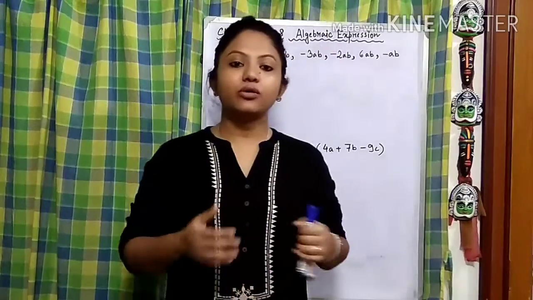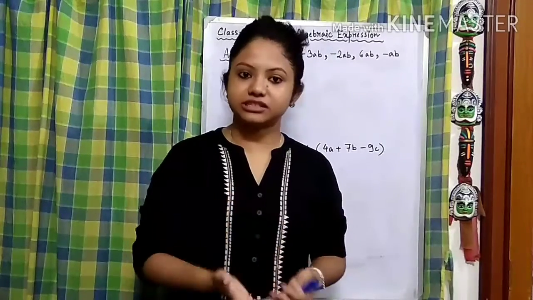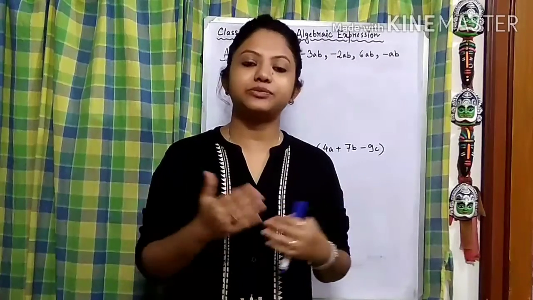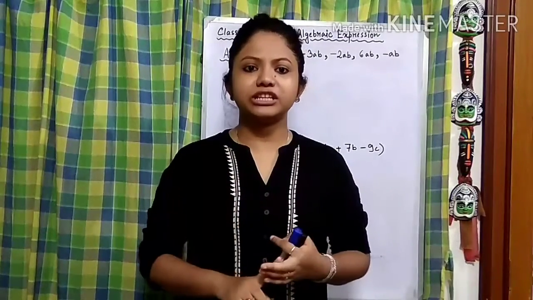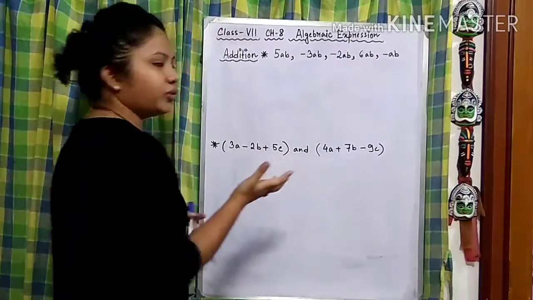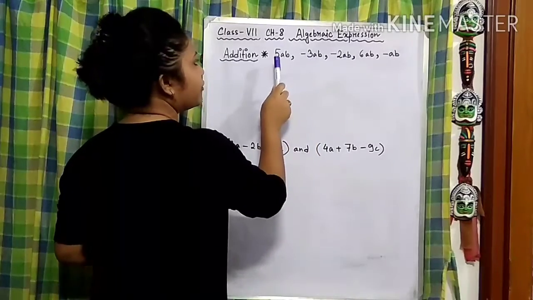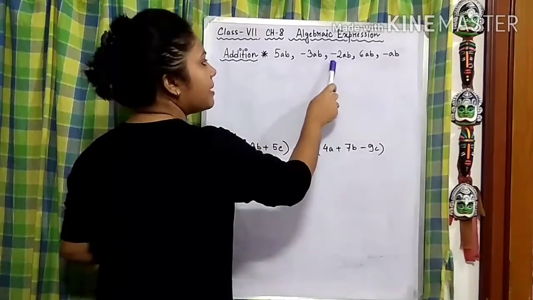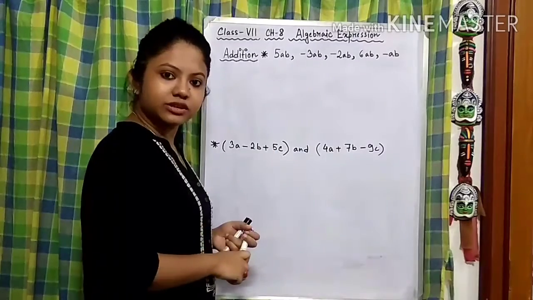Today we are going to understand how we do operations like addition and subtraction involving algebraic expressions. The first and foremost rule is that we always do the operation involving like terms. Now, do you know what like terms are? I have taken like terms like 5ab, minus 3ab, minus 2ab, 6ab, minus ab. All are like terms, right?